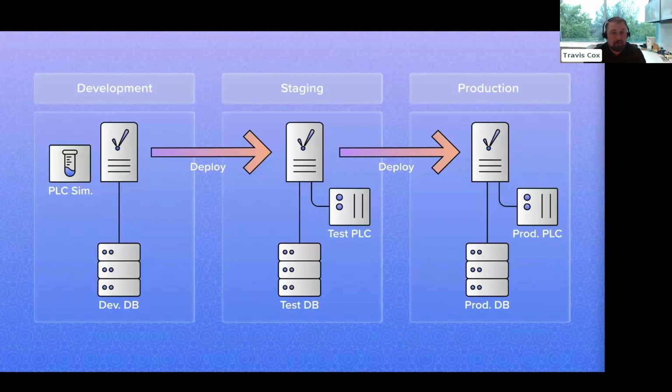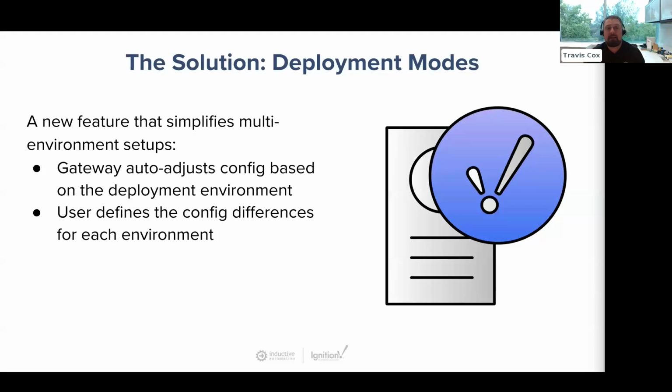So how do we take advantage of Ignition 8.3 to accomplish this in a very easy way? Well, that is exactly what we designed the deployment modes feature in Ignition 8.3 to simplify these kinds of multi-environment setups. It does this by allowing the Ignition gateway to automatically adjust its configuration based on the deployed environment, whether that's development, staging, or production, or whatever environment you want to create. It also allows developers to define the configuration differences for each of those environments. So we can actually see in the gateway what the configuration is for each of those environments.